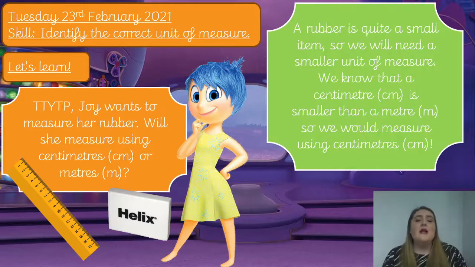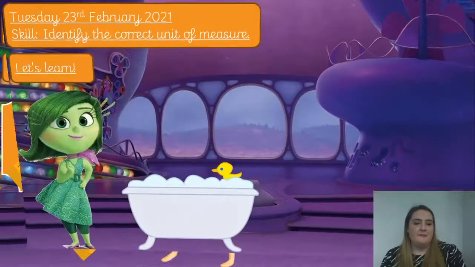Okay, so a rubber is quite a small item, isn't it? So we will need to use the smallest unit of measure. So the smaller unit of measure there, out of centimetres and metres, is centimetres. Okay, so we're going to measure the rubber using centimetres rather than metres. Well done if you said that.